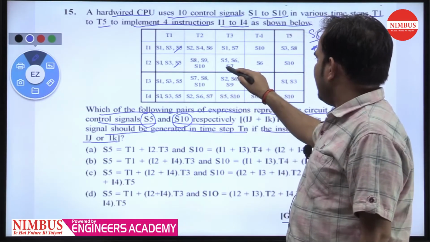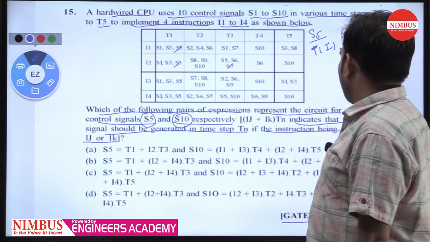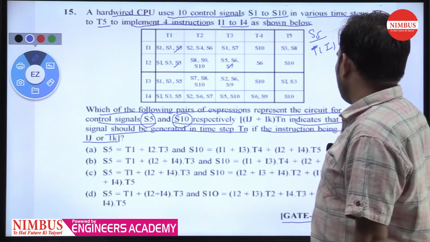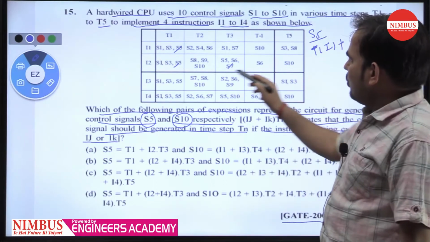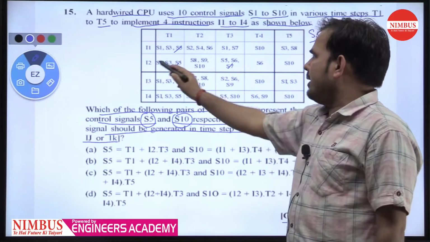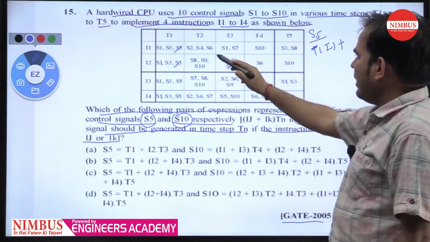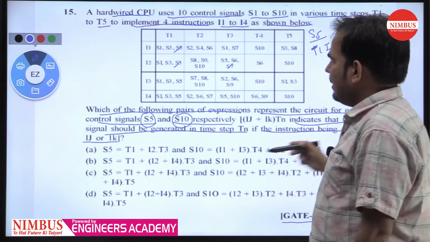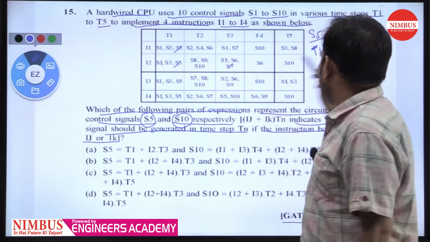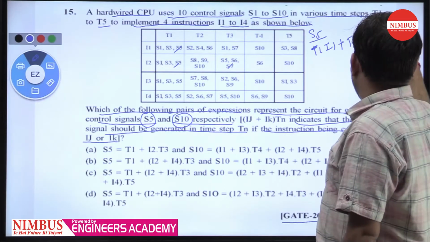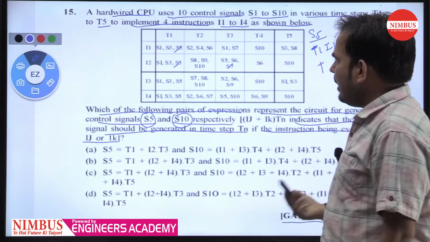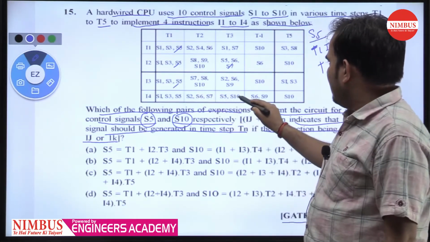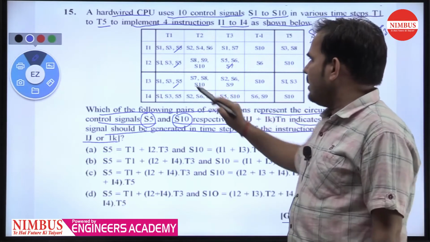and in T3. I am writing it in sum form directly, so I am going to add it directly. Where S5 is present in I2 instruction: T1 and T3. So we can write T1 I2 plus T3 I2, plus. In I3, where is S5 present? In T1 only.